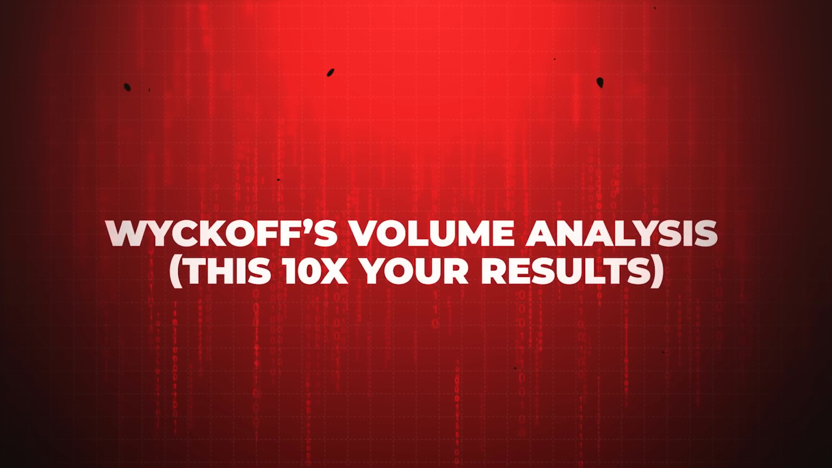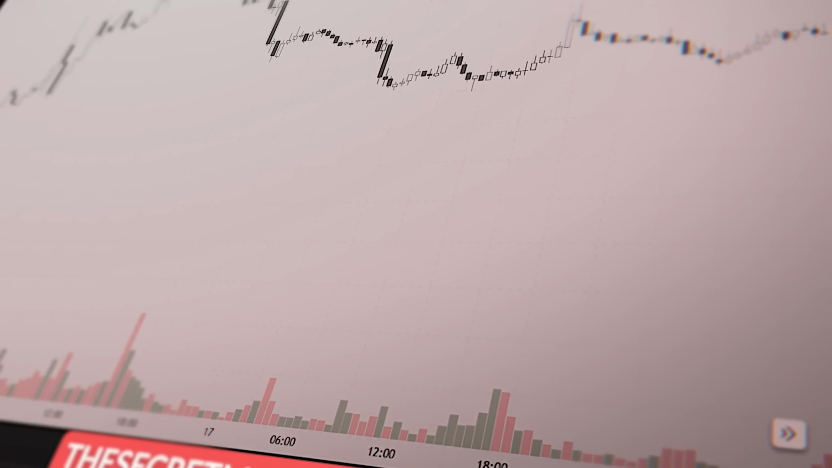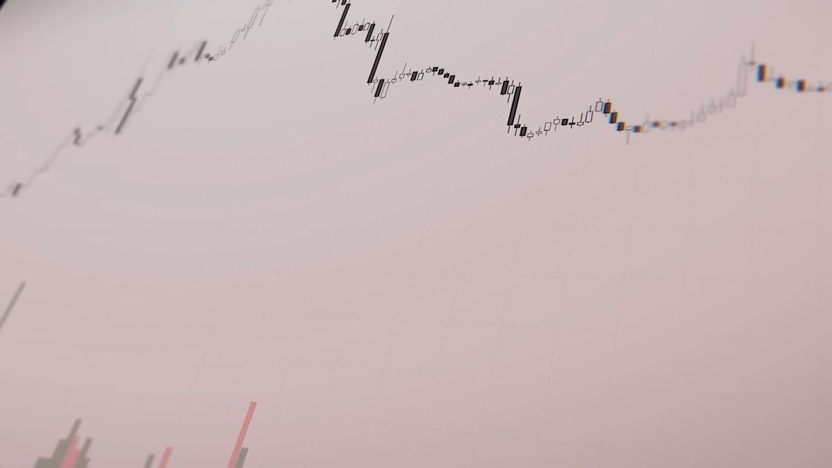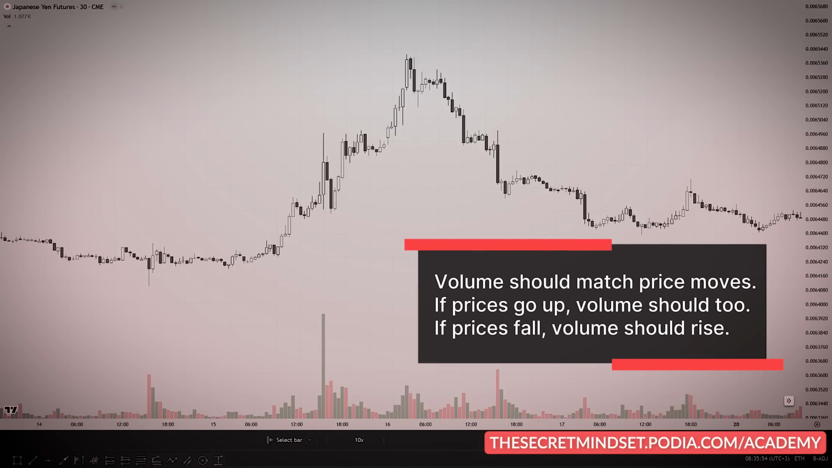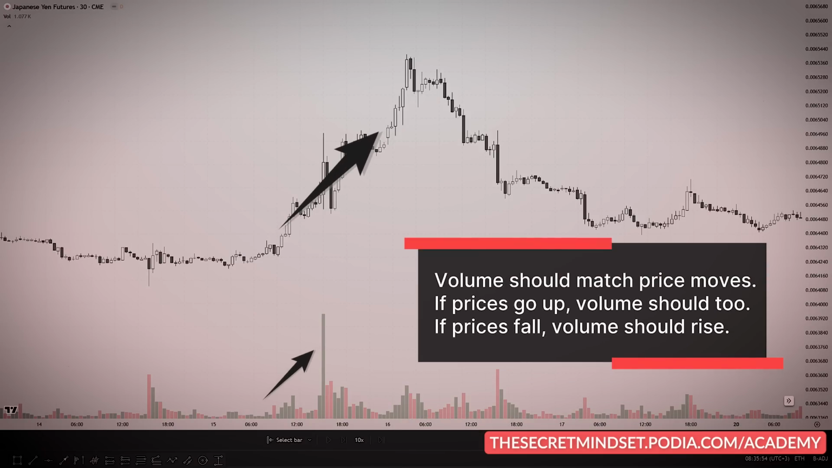Volume is a key part of the Wyckoff method. It helps confirm what price is telling us. The main idea is simple. Volume should match price moves. If prices go up, volume should too. If prices fall, volume should rise. When volume and price don't match, it can mean trouble.